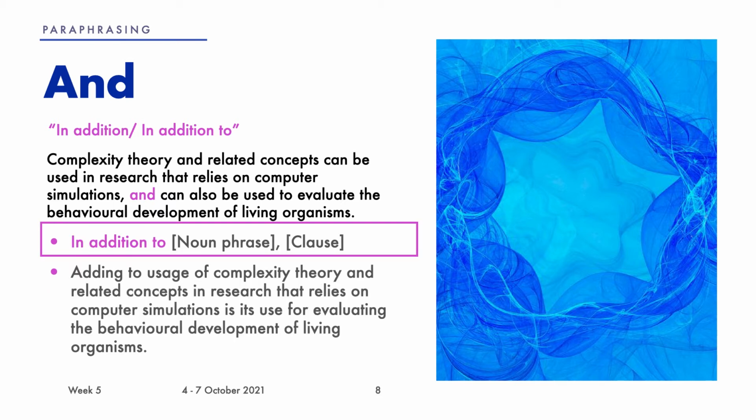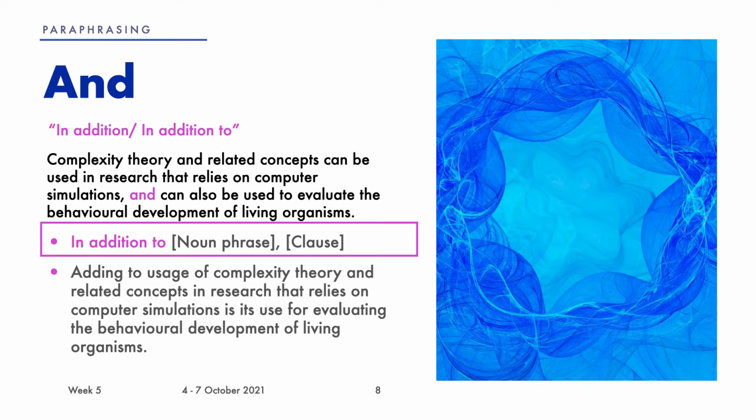I've actually gone to another extreme, which would be starting the sentence with the gerund adding to. Okay, so my example would be adding to the usage of complexity theory and related concepts in research that relies on computer simulations is used for evaluating the behavioral development of living organisms. If you look at my example, use as a verb would be paraphrased into its noun form, usage or use.